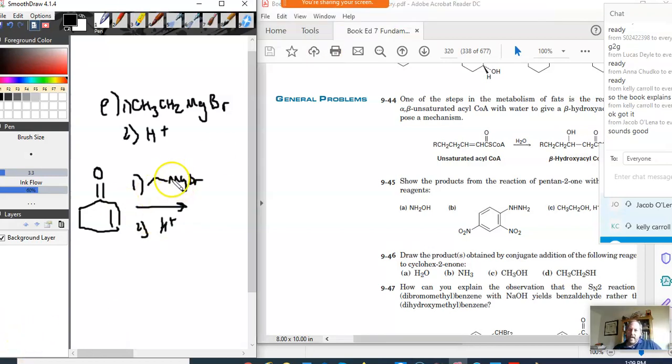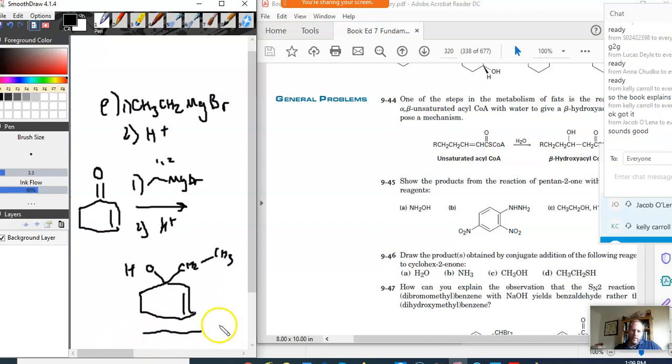All right, so in this case, because it's a strong nucleophile, it's not going to go 1,4, it's going to go 1,2. So remember, if you have a strong nucleophile, it goes 1,2 addition. So in this case, your product won't be the conjugate addition, it will be the 1,2 addition. So that will be the product in that case.